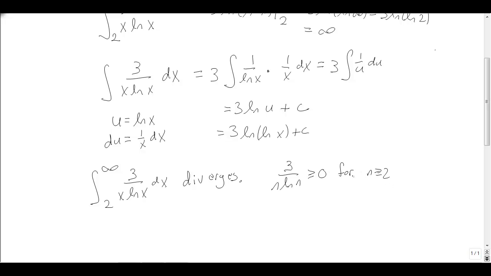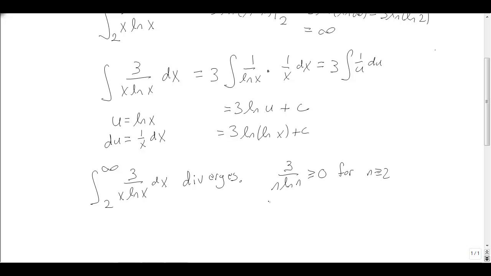Note if n was less than, say, 1, you'd get a natural log of 0, or sorry, natural log of 1 would be a divide by zero. You could even get a negative natural log. But once you get to 2 in here, you're going to get 3 over something positive times something positive. That's clearly going to be not just greater than or equal to 0, but greater than 0.